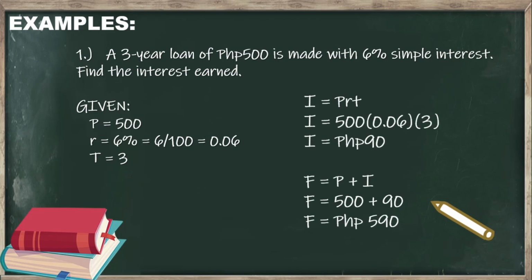So let's calculate it. First, we should write the formula, then put the given on it in the second step, and then its answer. So I equals PRT. I equals 500 times 0.06 times 3. Let's calculate it on our calculator. It's 90 pesos. And to find the final value, principal plus interest: our principal is 500 plus our interest of 90 pesos is equal to 590 pesos.